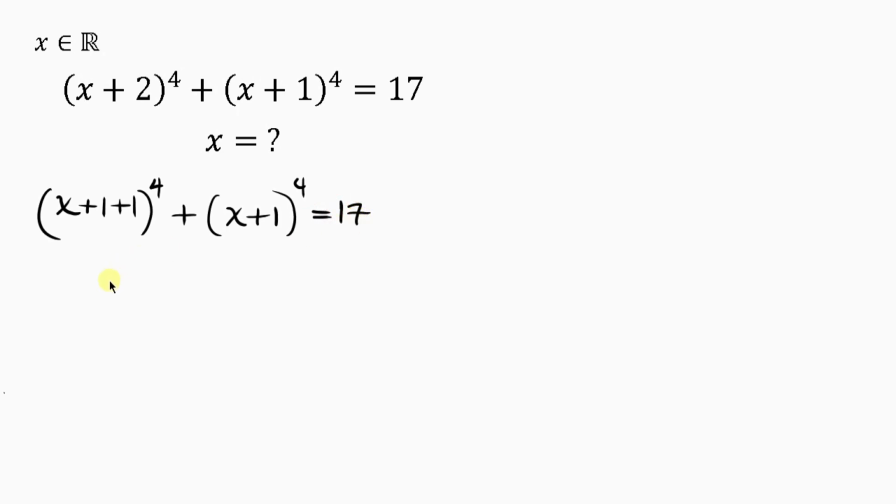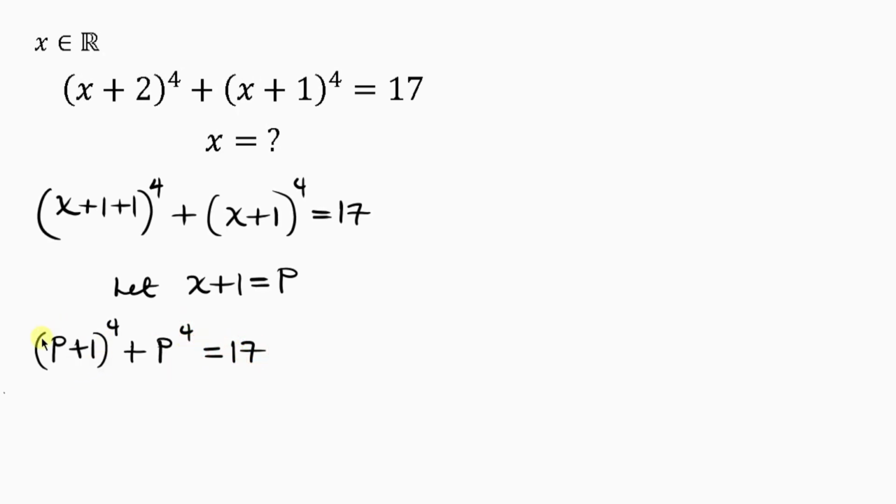Now, I'm going to be applying the substitution. I have x plus 1 here, and I also have x plus 1 here. So I can say, let x plus 1 be equal to p. So that means wherever I see x plus 1, I'm going to be putting p there. So let's go ahead and substitute that here. So this expression now becomes (p+1)^4 plus this expression becomes p^4 equal to 17.